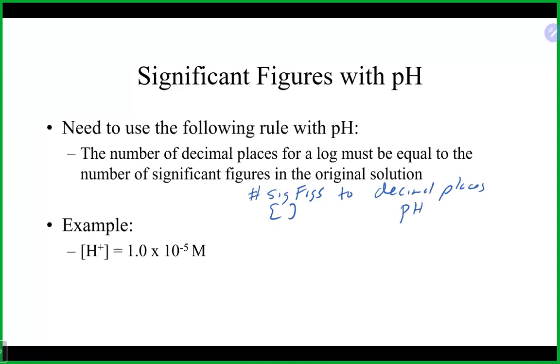So if your concentration has 3 significant figures, your pH should have 3 decimal places, not significant figures, but decimal places. So just to make sure everything works on your calculator, give it a go.